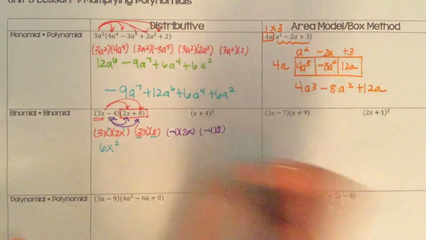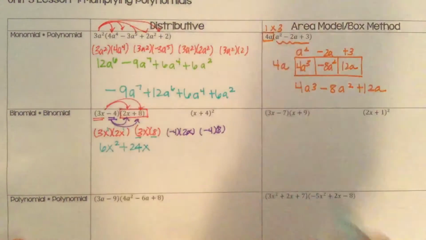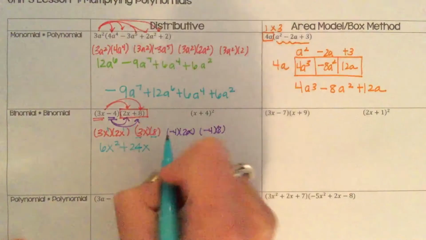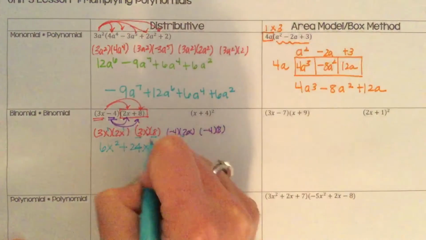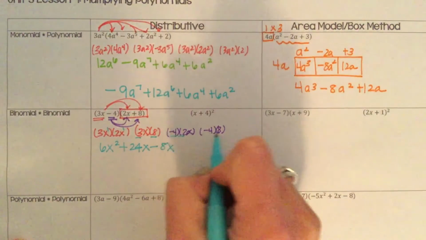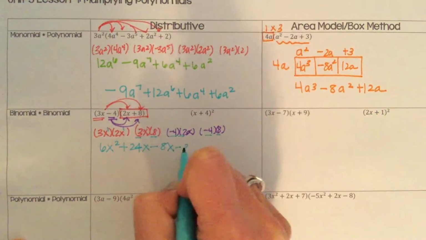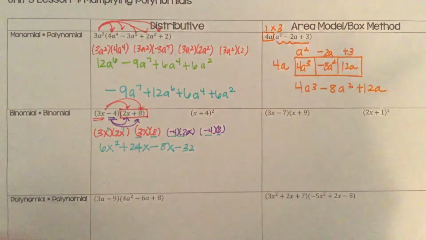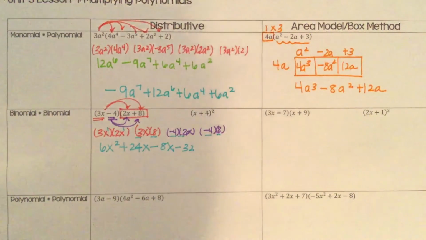Multiply my coefficients. 3 times 8 is 24, and I just keep my x. Over here, I multiply my coefficients. Negative 4 times 2 is negative 8, and I keep my x. And then finally, over here, negative 4 times 8 is a negative 32. Right? I should notice that there are some like terms in this problem to combine.